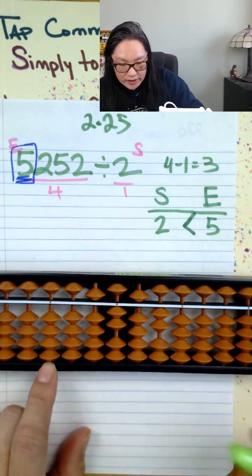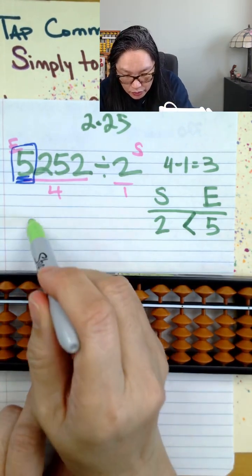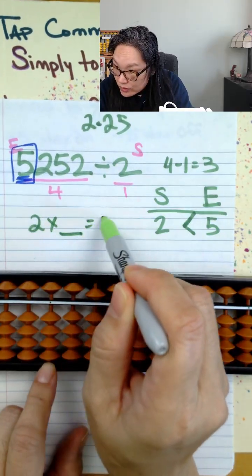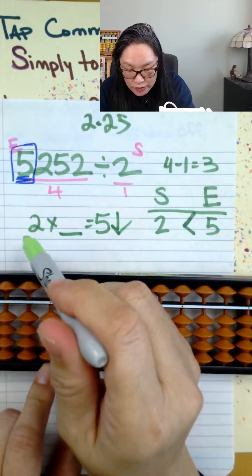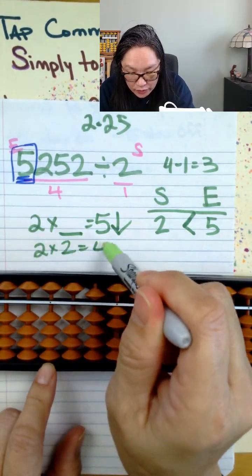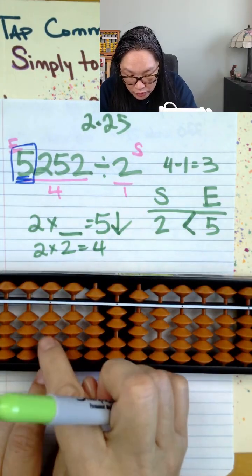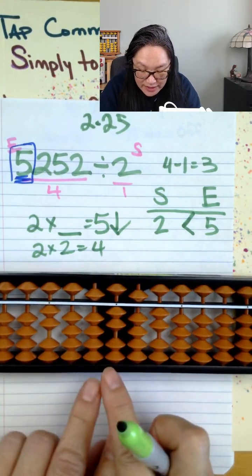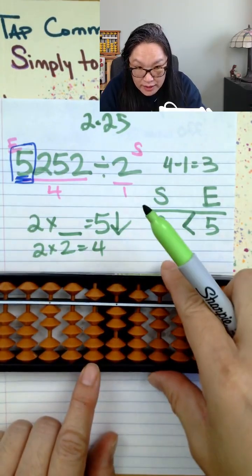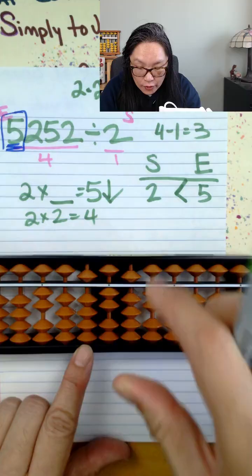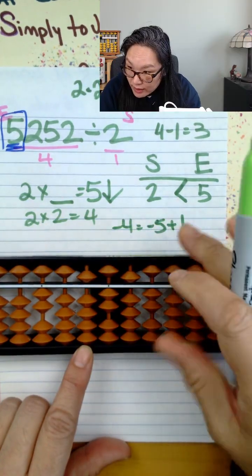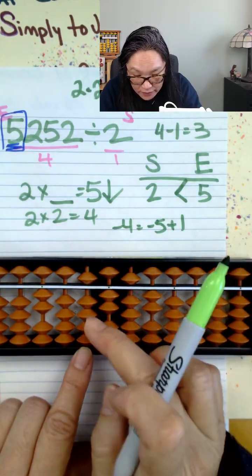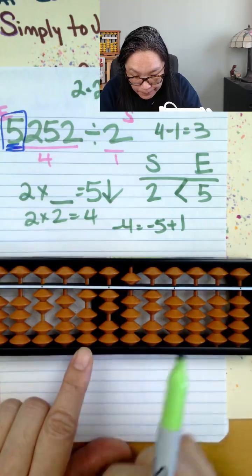Question: 2 times what is equal to 5 or less? 2 times 2 is equal to 4. So I put 2, which is my answer, here. I'm going to take away 4. Remember our formula? Minus the 4 is equal to minus the 5 plus the 1. So I minus the 5 and I plus the 1.